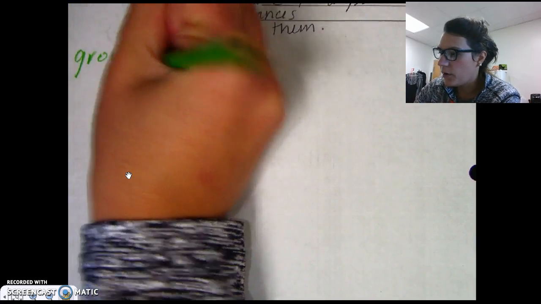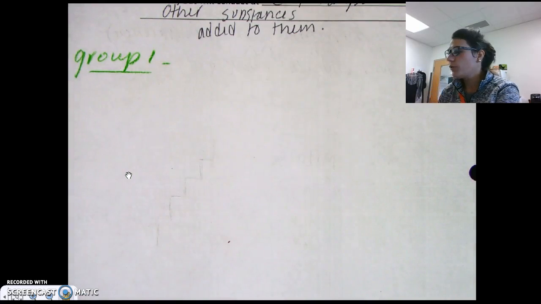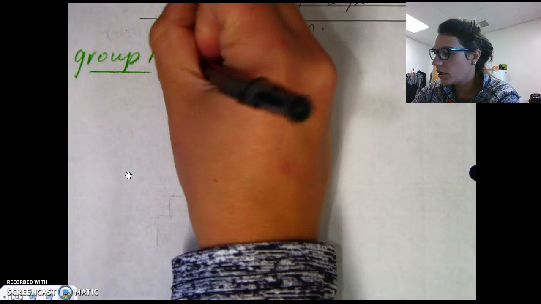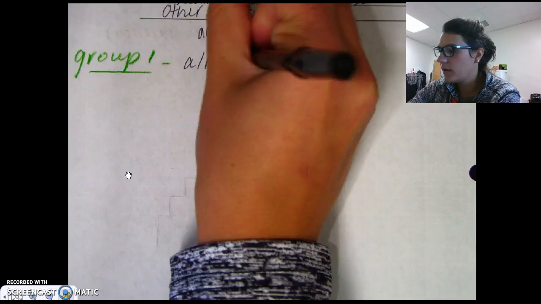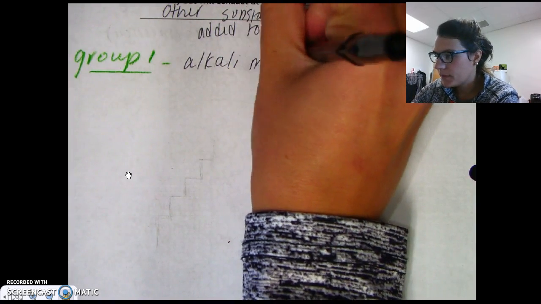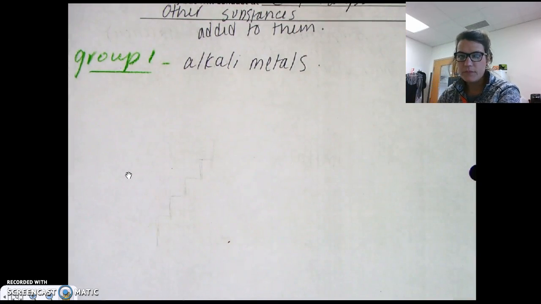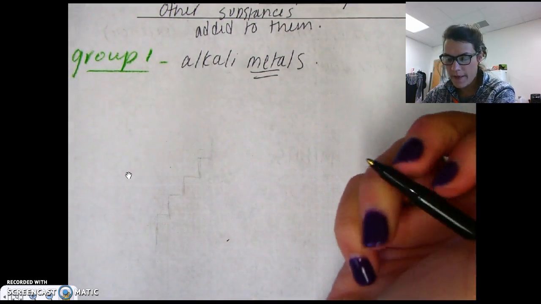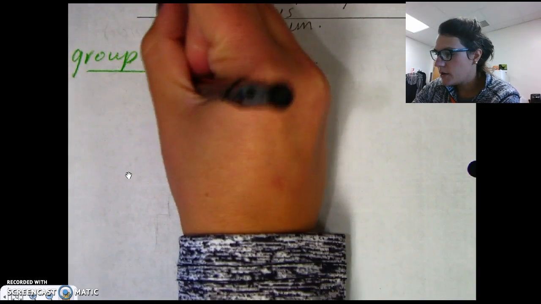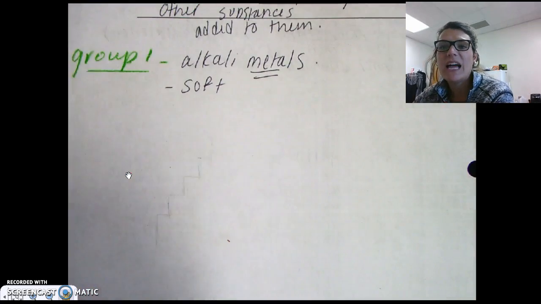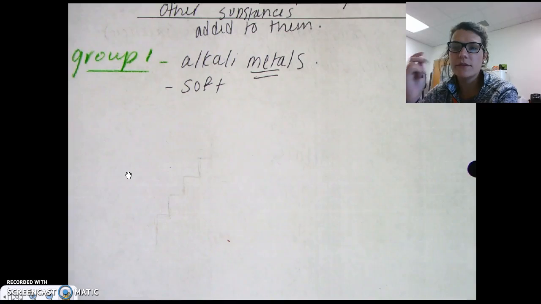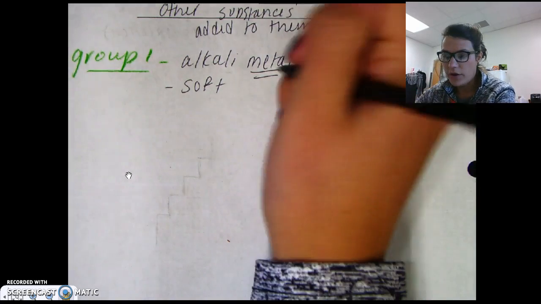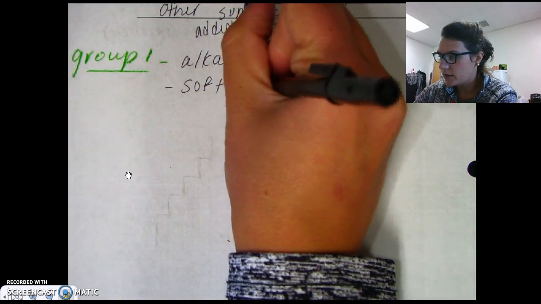I'm actually going to flip back to the other side here, and I'm going to talk about group 1. Group 1 is actually called our alkali metals. They're metals, left of the staircase. They're soft solids, so they don't actually feel like metals that you're used to. These are more kind of powdery. They're soft metallic solids.